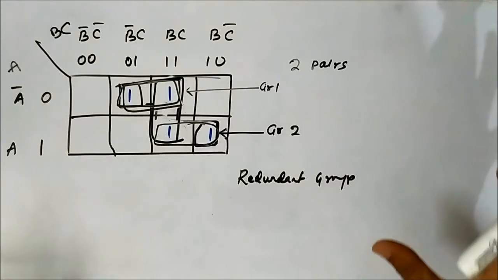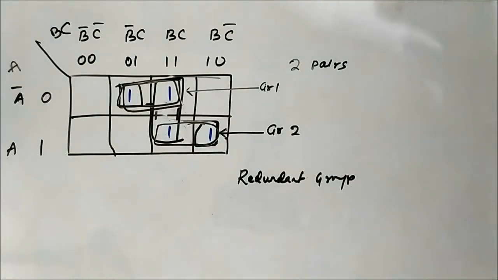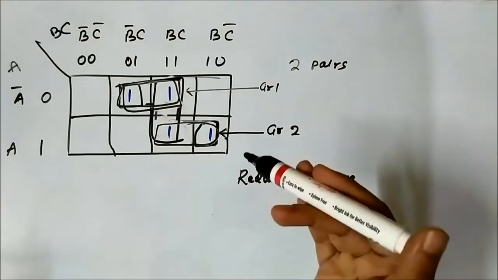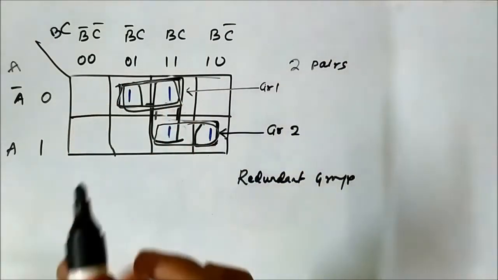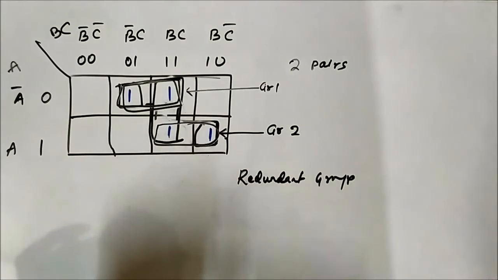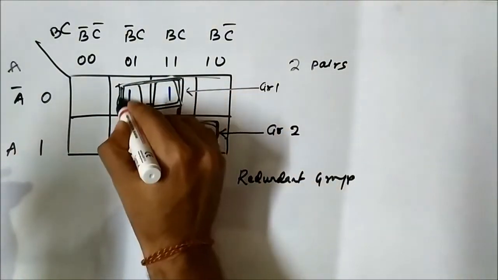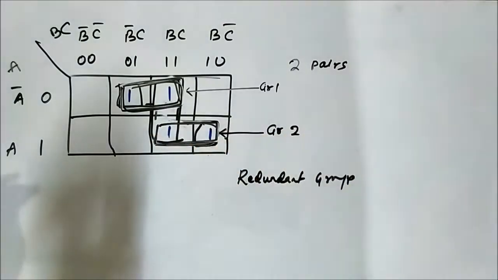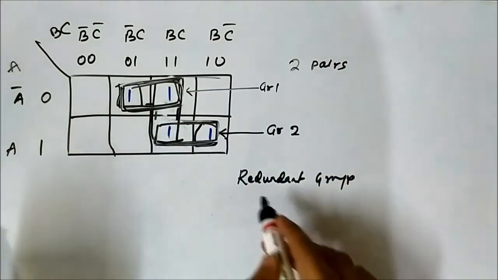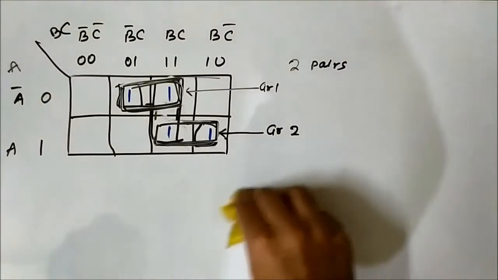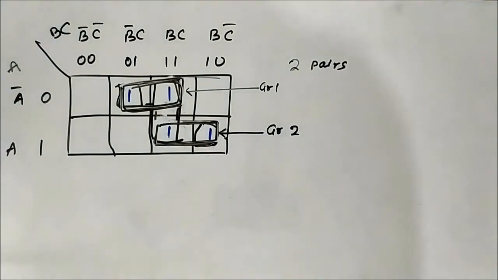Okay. As I said, the second and third rule are interdependent. That is, the maximum number of adjacent cells within the rules should be accommodated in one group, and the minimum number of groups should be formed. So this is the proper way. This is one group, this is the other group. This grouping is not required, it is a redundant group. Now the next thing is identifying the common cells.